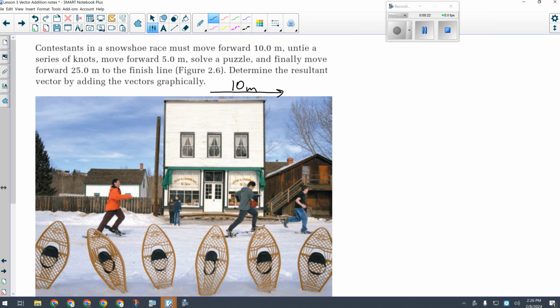This is not a spectator sport, I don't think. Okay, so we've got 5 meters. When I draw that vector, I draw it on the head of the first, and I draw it about half as long as the 10-meter vector, in order to represent it properly.